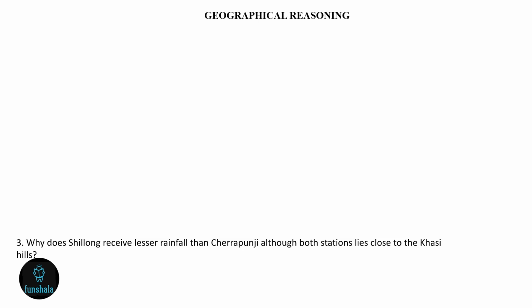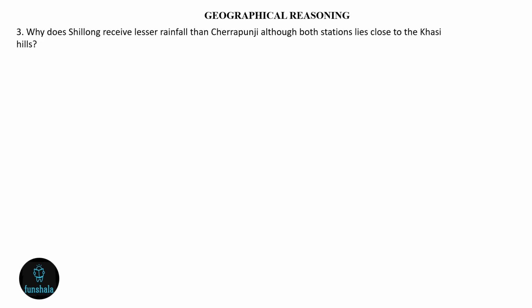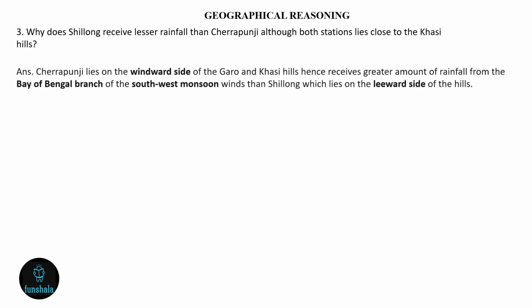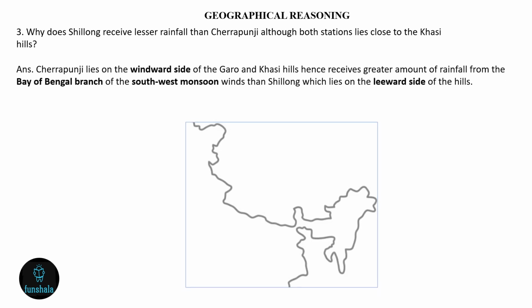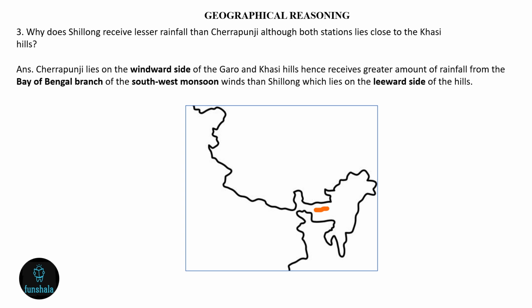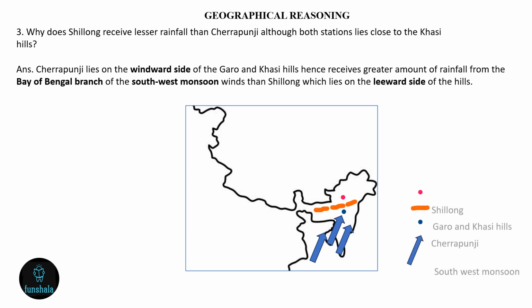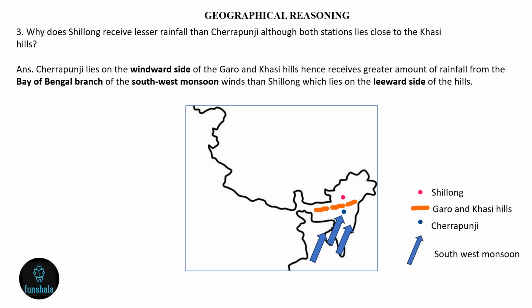The third question is, why does Shillong receive lesser rainfall than Cherrapunji, although both stations lie close to the Khasi Hills? The answer is, Cherrapunji lies on the windward side of the Garo and the Khasi Hills, hence receives a greater amount of rainfall from the Bay of Bengal branch of the southwest monsoon winds than Shillong, which lies on the leeward side of the hills.